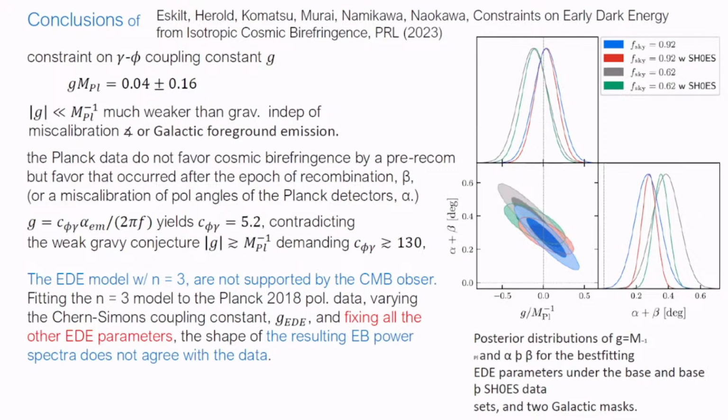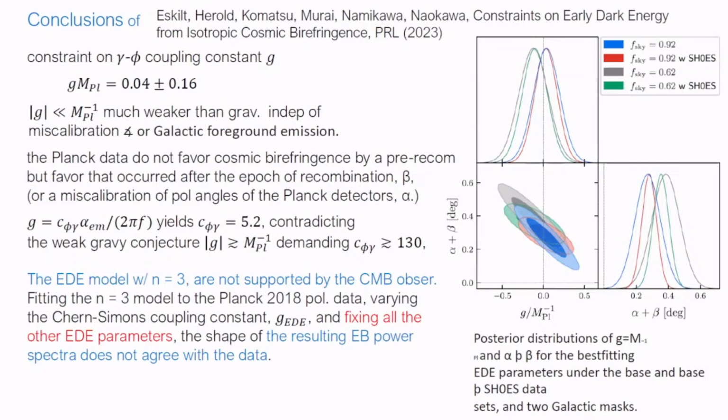So in other words, the important thing here is that they fix all the 9 parameters except the coupling constant. They run all the 9 parameters and find the optimal values. Then they vary the coupling constant. By that, they conclude that it does not fit well with the data. They are not agreeing with the data. That's the conclusion. Okay.